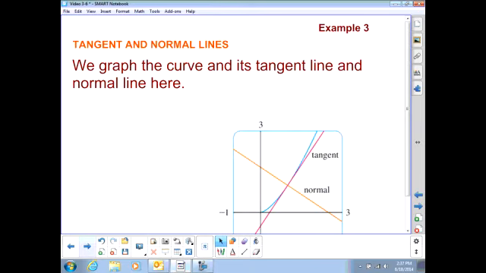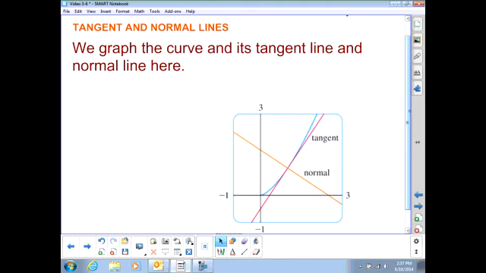When you put it in your calculator, the blue here is our curve. The red is our tangent line, the one with the positive slope there. And then the normal line is the goldish yellow one that is perpendicular to it.